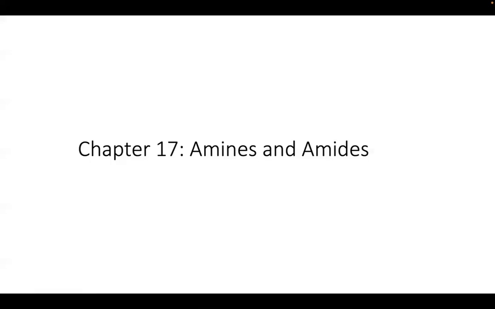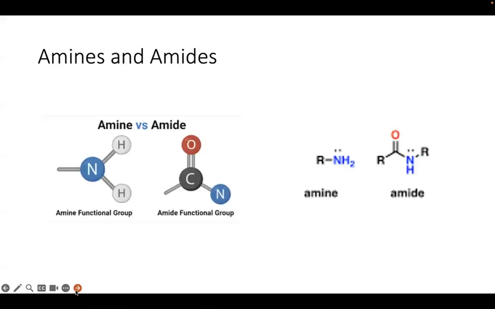All right, so here is our final chapter for organic. We're going to talk about amines and amides. So just a little review of the difference between an amine and an amide. An amine functional group is a nitrogen and however many hydrogens needed coming off of a carbon. It could even be sandwiched between another carbon, okay?